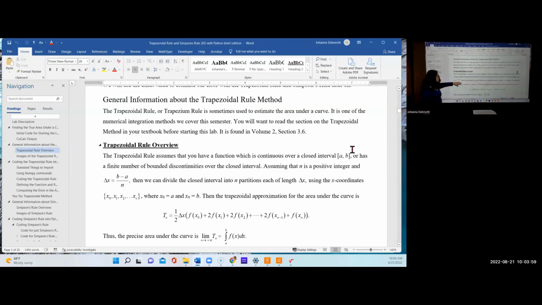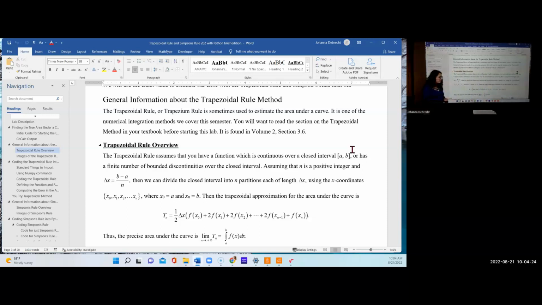Again, the width of each subinterval, delta x, is b minus a over n. And the formula for the trapezoidal rule for n trapezoids is 1/2 delta x, times the function value at the far left endpoint, plus double the function values at each of the interim endpoints, plus f of x sub n, which is the function value at the far right at b.